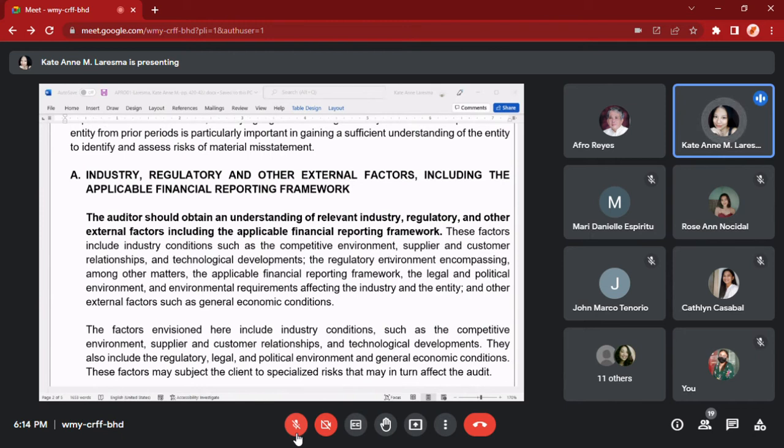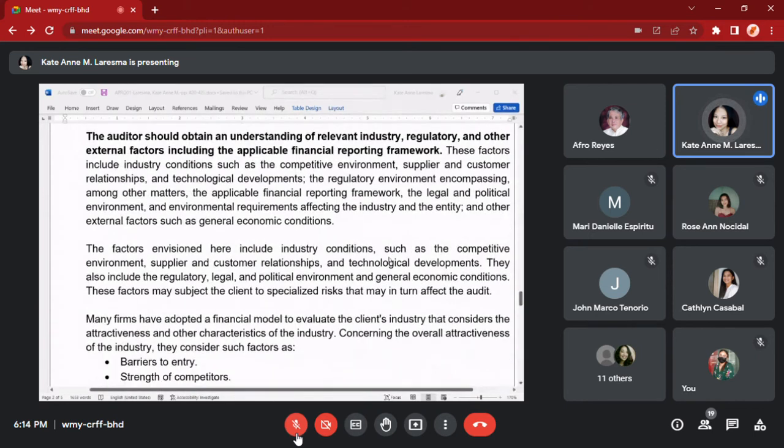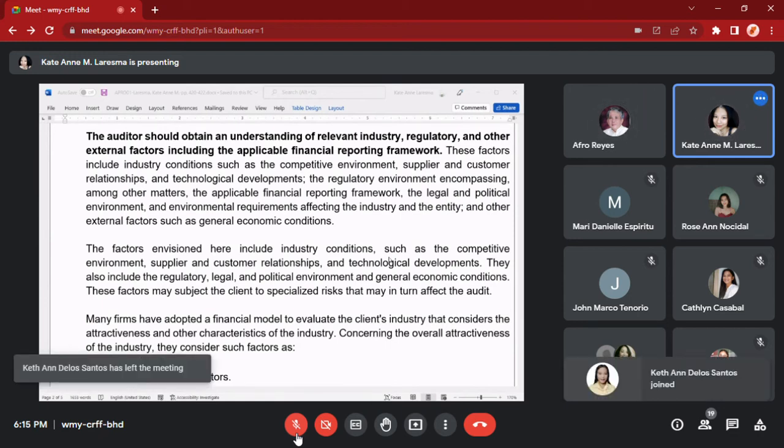The factors envisioned here include industry conditions such as the competitive environment, supplier and customer relationships, and technological developments. They also include the regulatory, legal, and political environment and general economic conditions. These factors may subject the client to specialized risks that may in turn affect the audit.